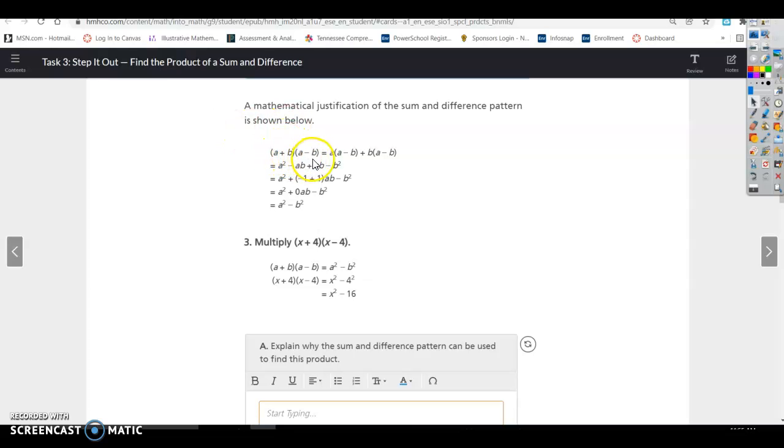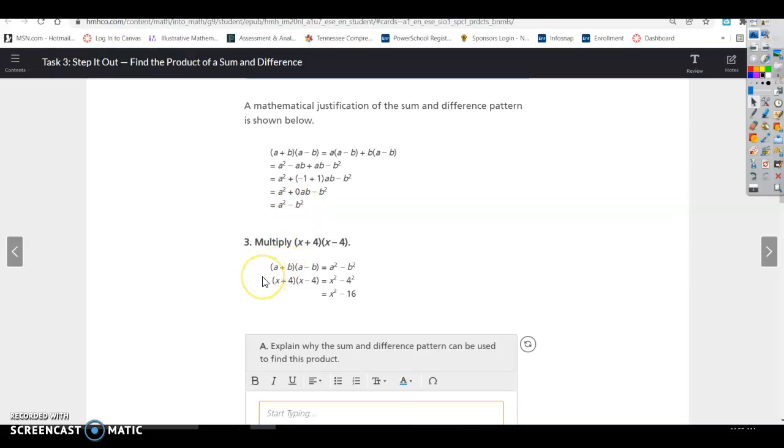A plus b times a minus b. So you do a times this binomial, and you do b times this binomial. That's distributive property, which we've been practicing. When you do distributive property, you get a squared minus ab plus ab minus b squared. You can see that the middle terms equal 0, so it cancels, and it leaves a squared minus b squared.